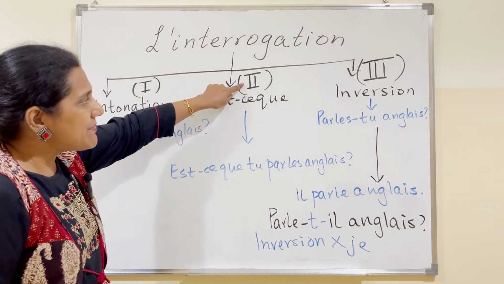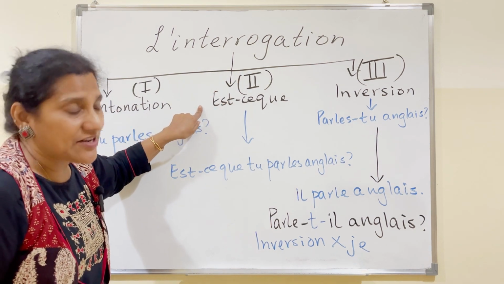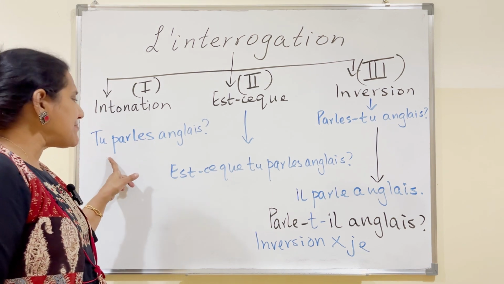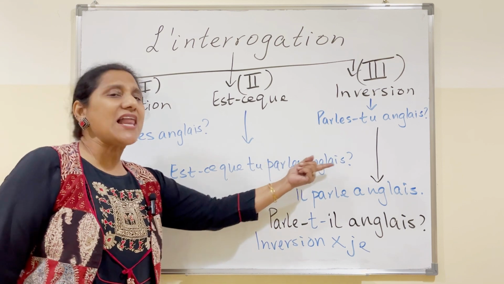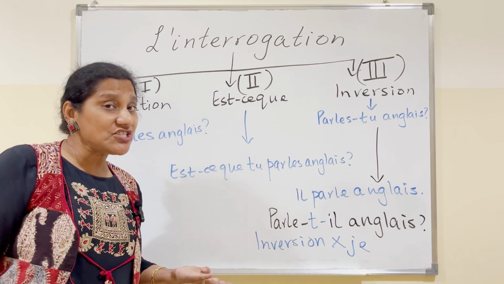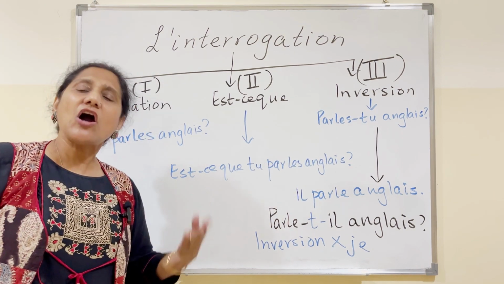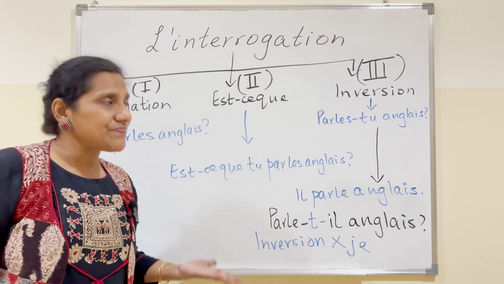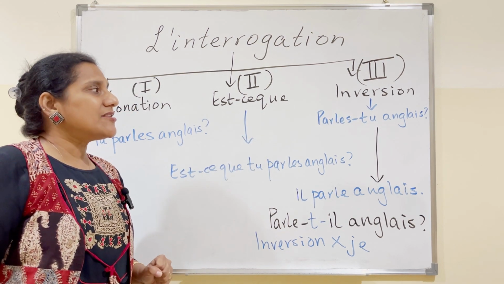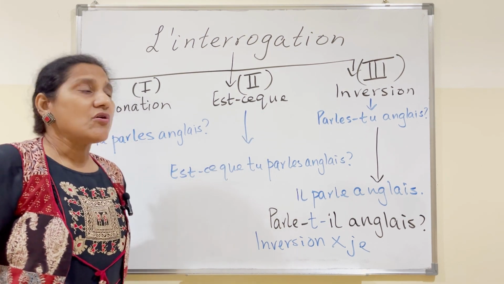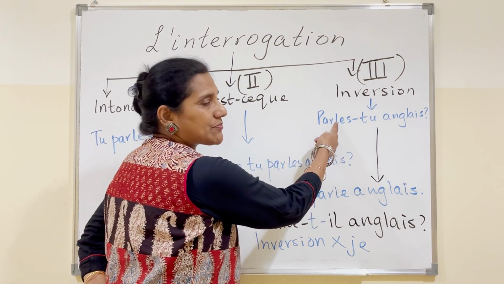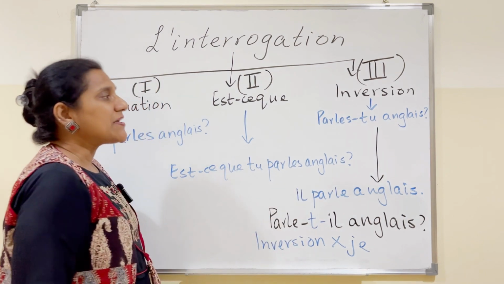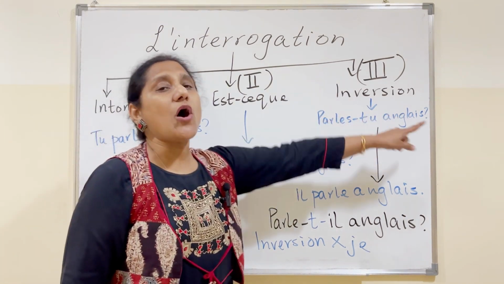Now, the second method is using est-ce que. So, the same thing, just add est-ce que to that statement. Est-ce que tu parles anglais? Do you speak English? Est-ce qu'il parle anglais? Does he speak English? And the third method is called inversion. It's called inversion because you bring the verb before the subject pronoun. That's why it's inversion. You say, parles-tu anglais?